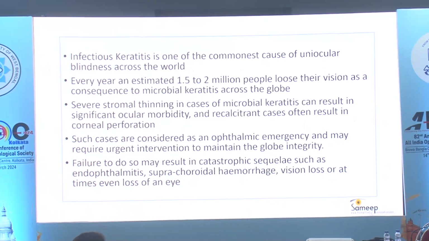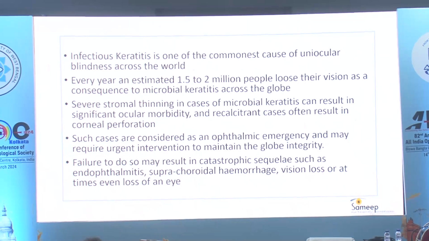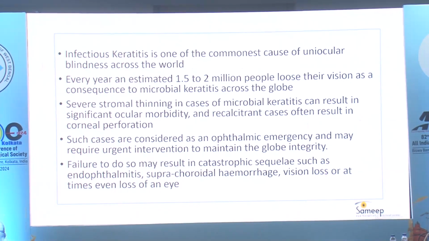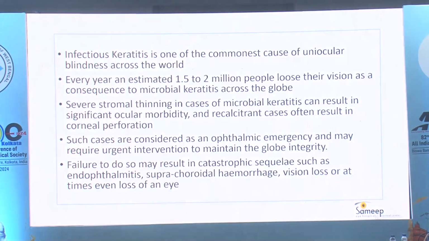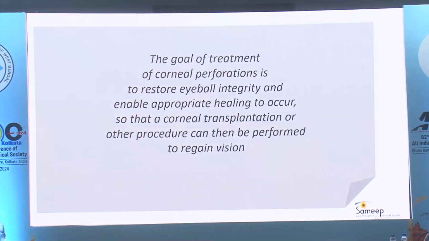Severe stromal thinning in cases of microbial keratitis can result in significant ocular morbidity, and recalcitrant cases can often result in corneal perforation. Such cases are considered an ophthalmic emergency and may require urgent intervention to maintain globe integrity. I'm sure every one of you must have faced this kind of situation in your clinical practice in your OPD. Failure to do so may result in catastrophic sequelae such as endophthalmitis, suprachoroidal hemorrhage, vision loss, or at times loss of an eye.